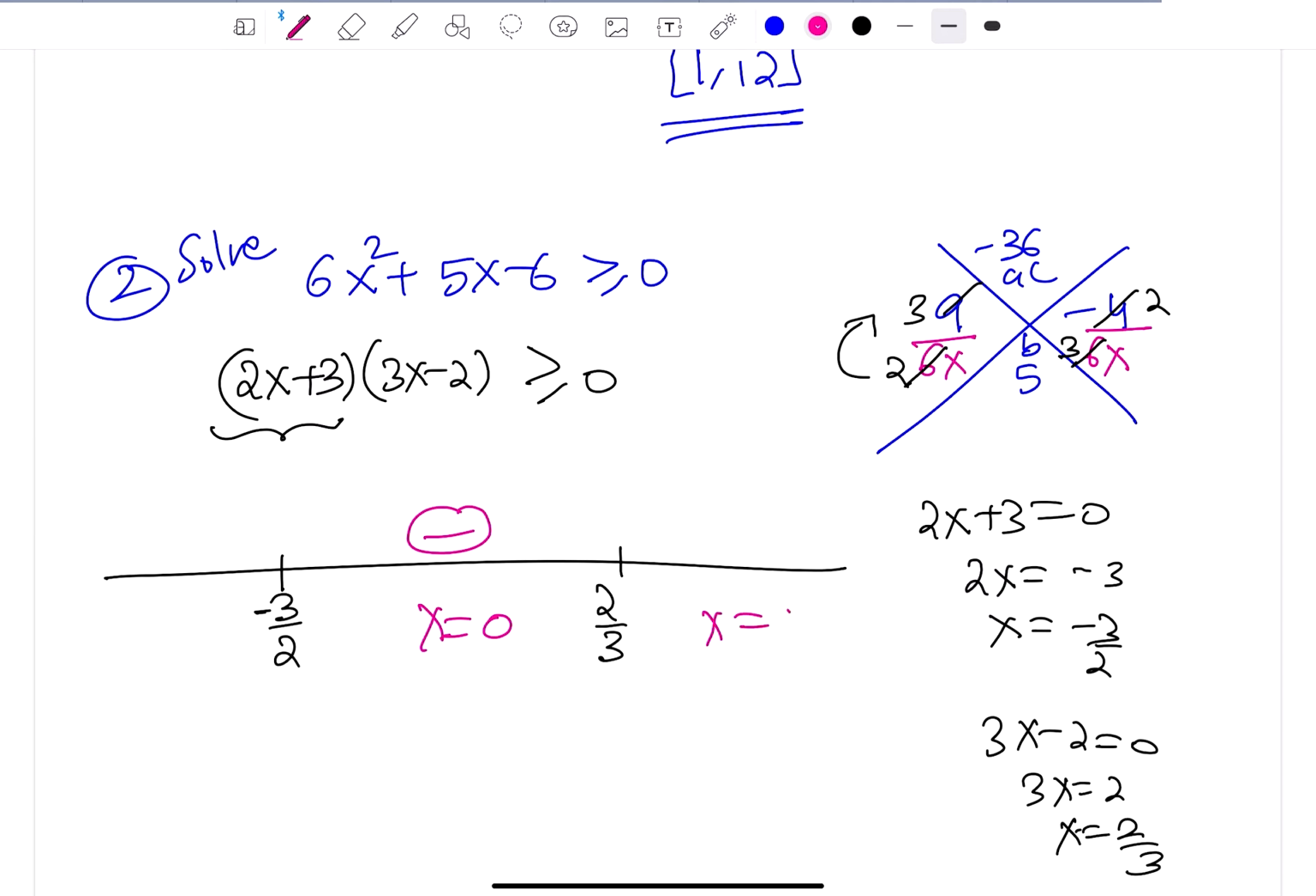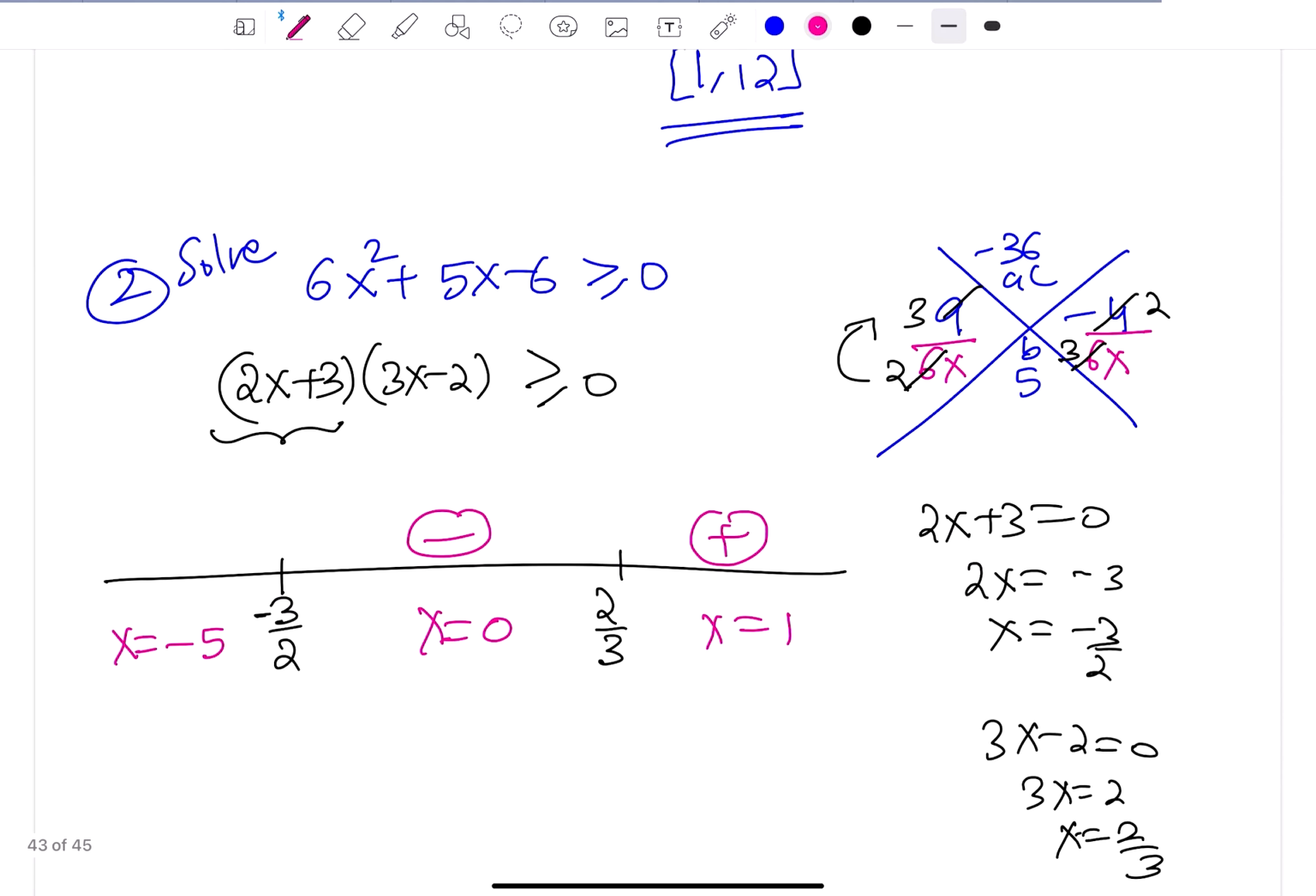To the right, I can pick x equals 1. Again, it doesn't matter what your answer is when you plug that number. The only thing that matters is what's the sign. Is it positive or negative? Okay, so x equals 1. If I plug x as 1, both parentheses will be positive and the product will be positive as well. And if I pick x as negative 5, let's say, that's going to give me negative 10 plus 3, which is negative 7, and negative 15 minus 2 is negative 17. The product will be positive.